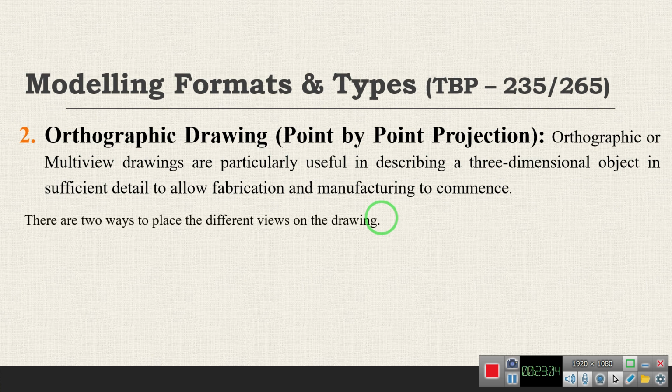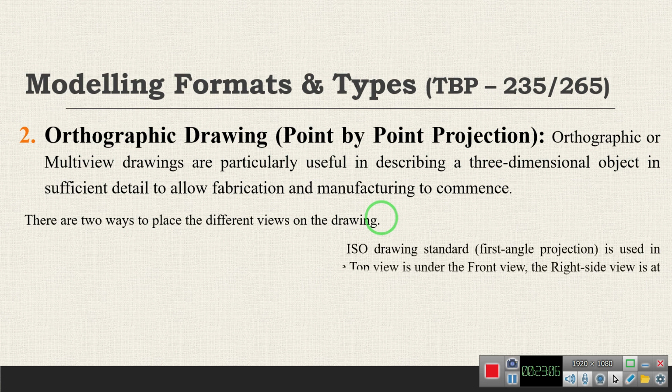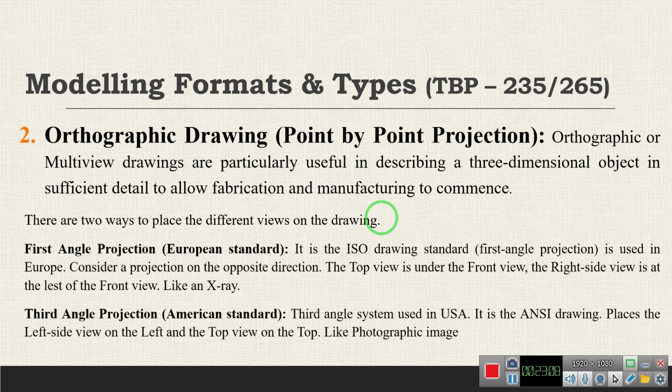There are two ways to place the different views on the drawings. First angle projection, also called the European standard, which follows ISO drawing. It is an ISO drawing standard, used in Europe. Consider a projection in the opposite direction generally. The top view is under the front view, the right side view is at the left of the front view, like X-ray. You already studied this in your drawing class in the lab.